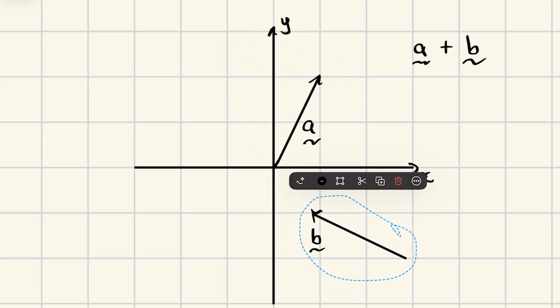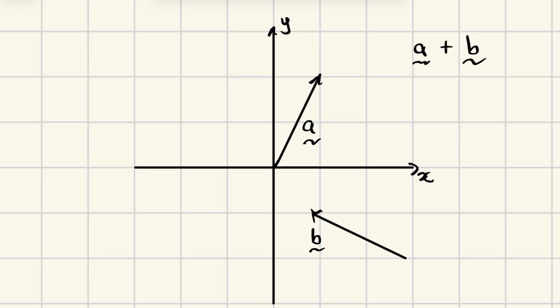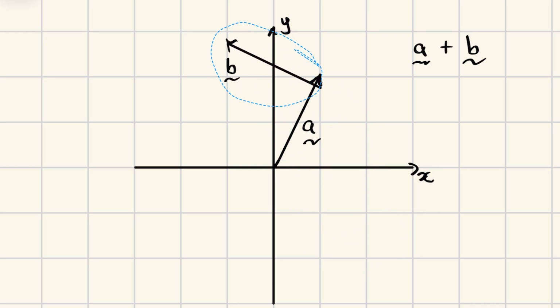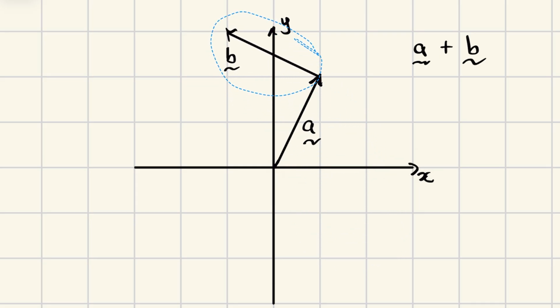Now the rule is when you're adding, so we have A plus B, you always go from the head of A, the arrowhead of A, to the tail of B. So you always connect head to tail, right? And the answer is always the vector from the tail of A to the head of B. So this is our answer here. We can call it C.